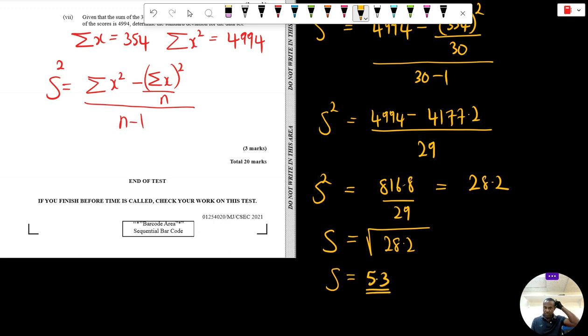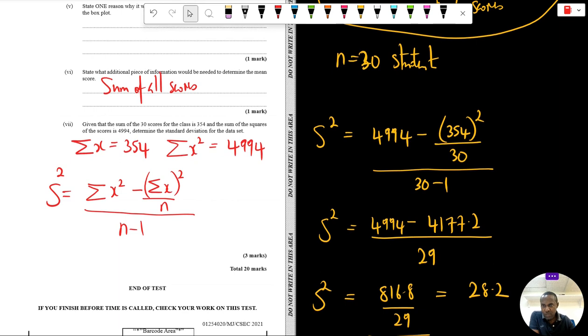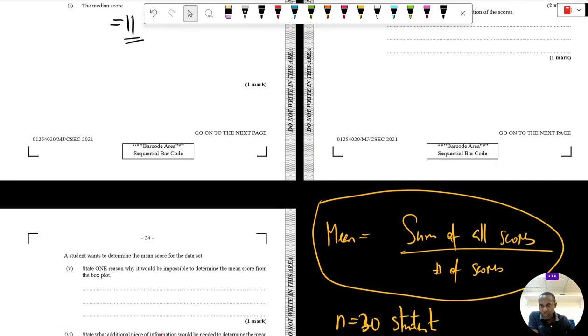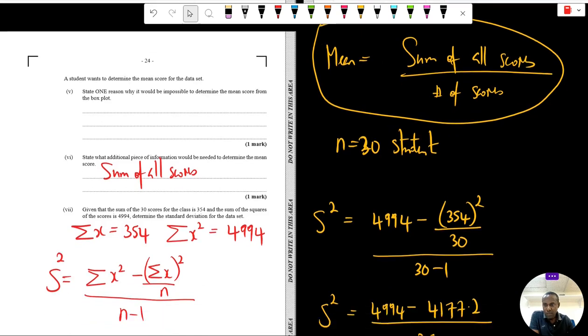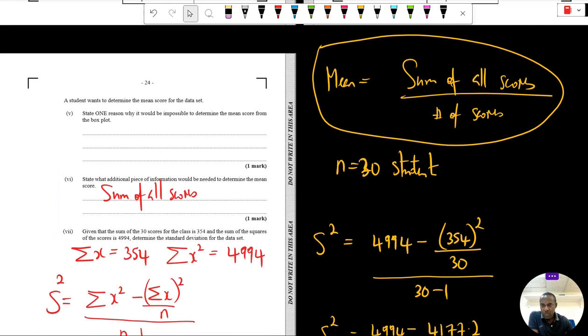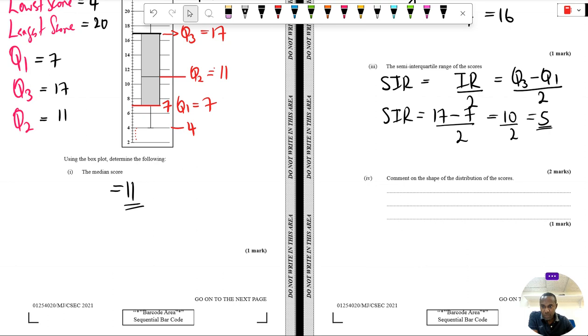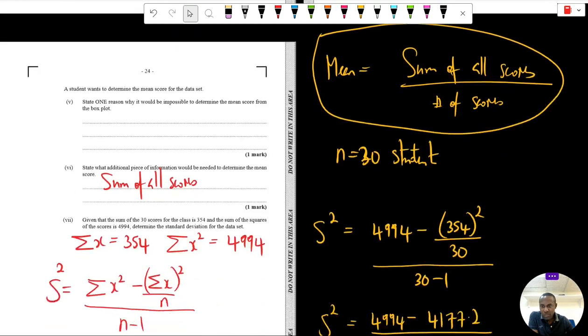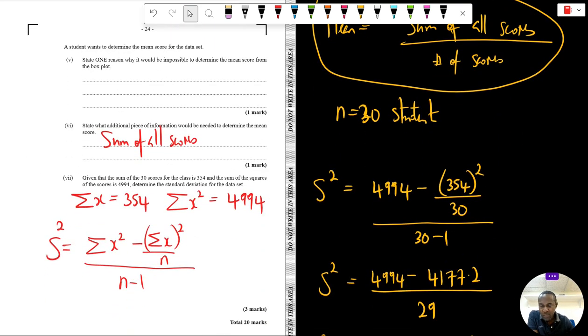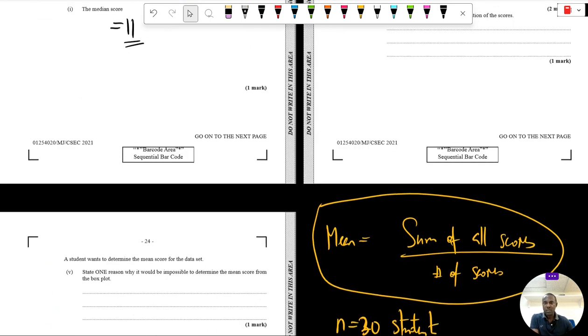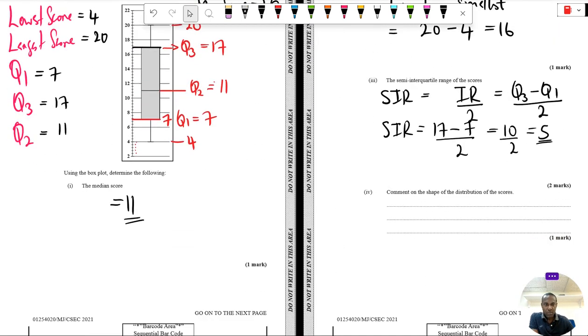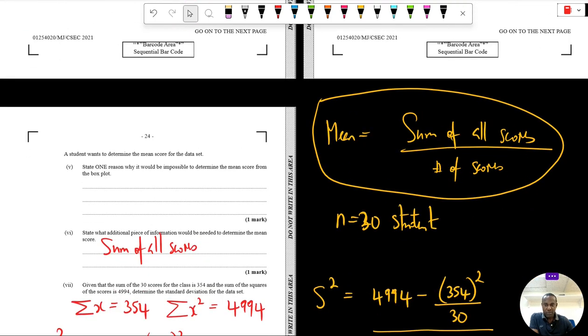So this question involved probability and a little bit of statistics. In this question, we were required to analyze a box and whisker plot and calculate the standard deviation of scores in a test. And this is the end of the question.